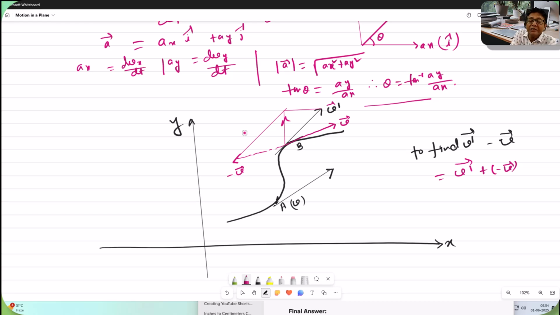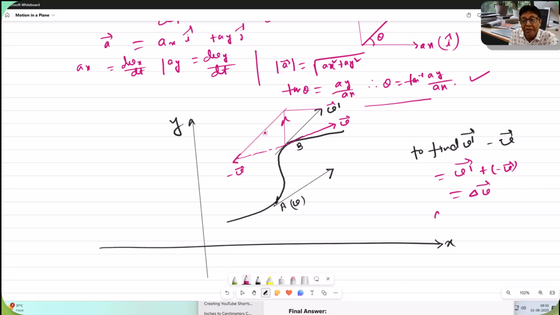Never say that acceleration also will be tangential. Instantaneous velocity tangential, instantaneous acceleration also tangential. It is a wrong concept. The direction always you have to get by this method, and on the curve you understand this way. This is the direction of acceleration, because this is delta v then, no?